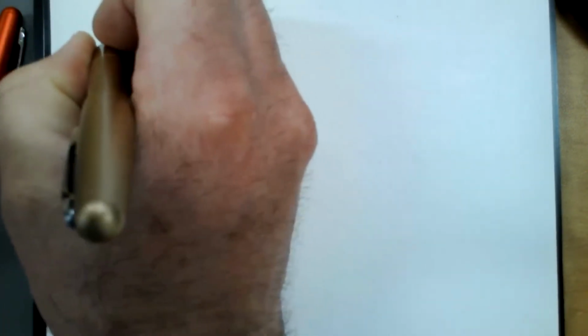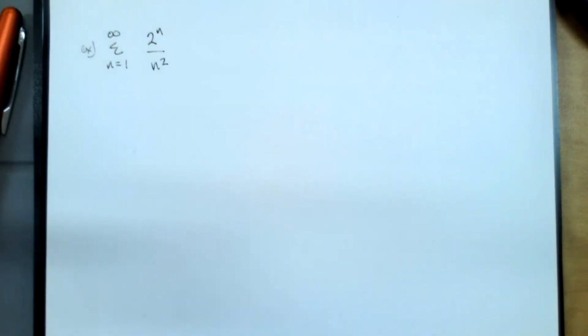One thing we'll have to note, I can't start the series at 0 if I'm going to write it 2 to the n over n squared. I have to start at 1 because I can't have the first term just be undefined.